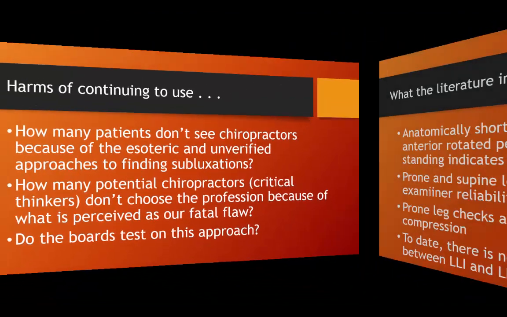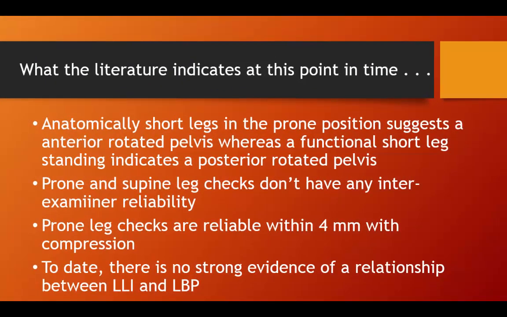So let's summarize. A short leg in the prone position might suggest an anterior rotated pelvis if compensating permanently for an anatomical short leg. Prone and supine leg checks don't have any inter-examiner reliability. Prone leg checks are reliable within 4 millimeters with compression. The range of normal LLD is asymptomatic and not consistently associated with low back pain.